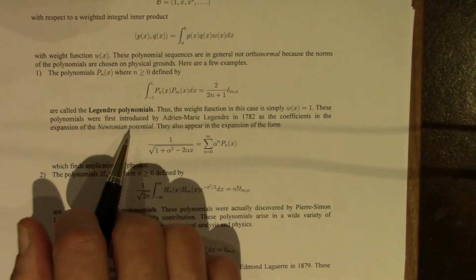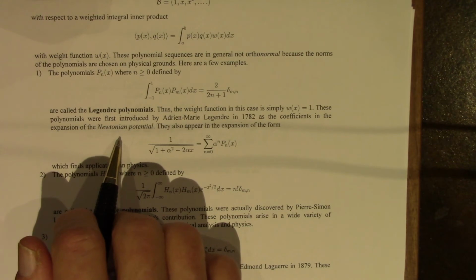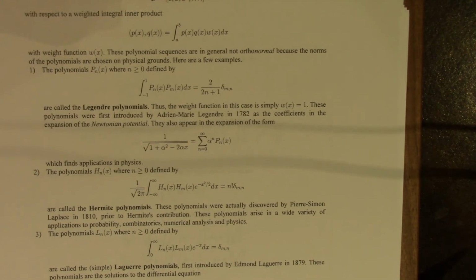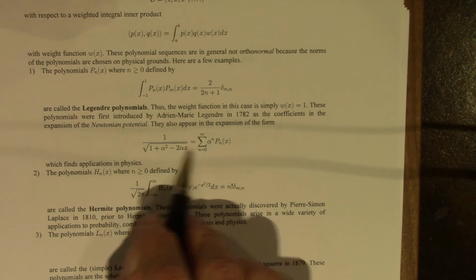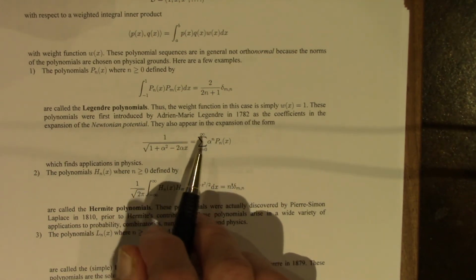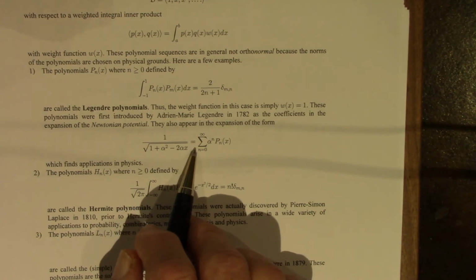First introduced by Adrien Marie Legendre in 1782 as the coefficients in the expansion of the Newtonian potential. And I won't go into that. It's not appropriate for this course. They also appear, for example, in an expansion that looks like this, that has applications in physics.